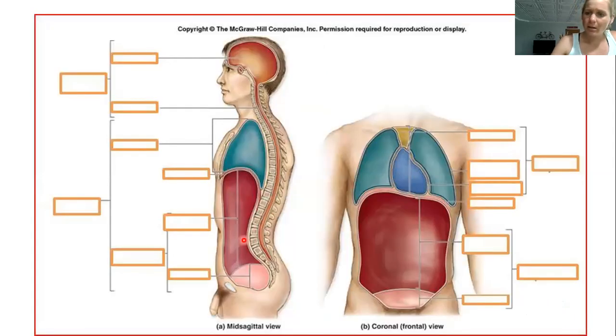Okay. Let's see, what else do we need to know here? So this is just another image to show you. We've got thoracic here, cranial, vertebral, abdominal here. One thing to point out, if we were to divide out the thoracic even a little bit more, we've got pleural cavities, which are this greenish color, and that will hold the lungs. And then we also have the pericardial cavity, which will hold the heart.